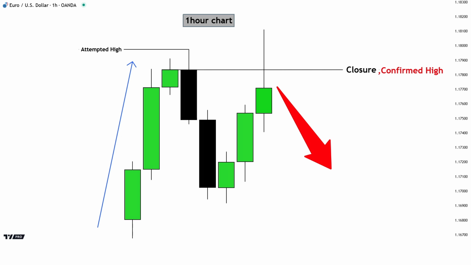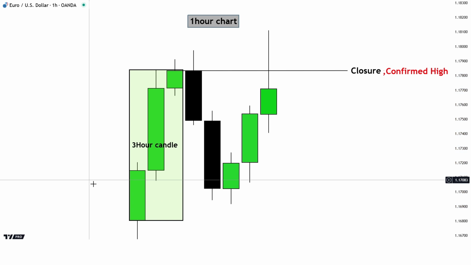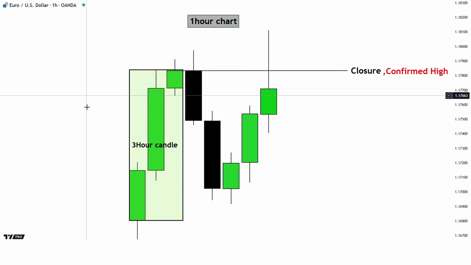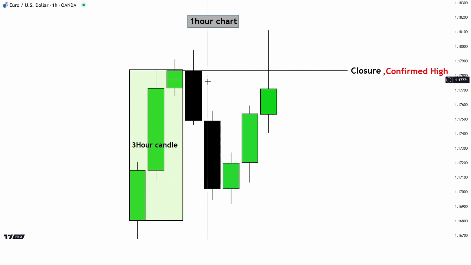And that's the point. Imagine we are looking at a 3-hour chart. In this case, every 3 candles on a 1-hour chart combine to form one candle on the 3-hour chart. On the 3-hour chart, these 3 1-hour candles are merged into a single candle that starts at the opening price of the first candle and ends at the closing price of the third candle. Similarly, the next 3 1-hour candles form the next candle on the 3-hour chart, starting with this candle's open and ending with this candle's close.